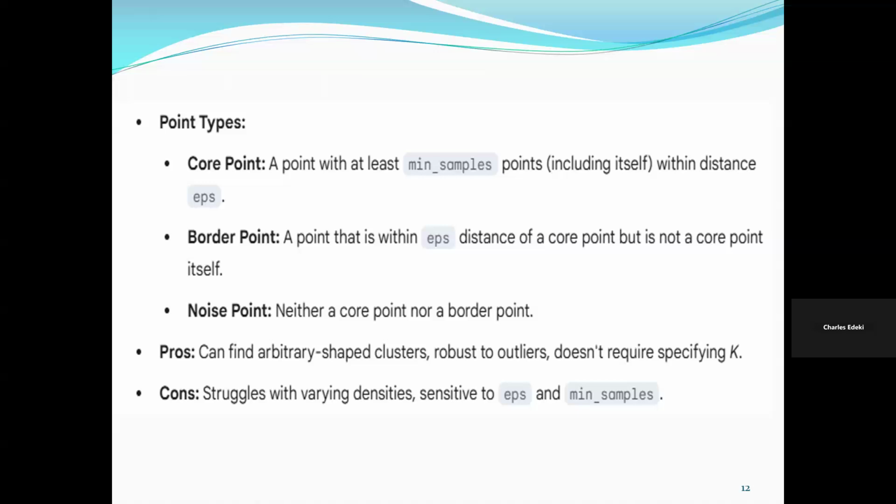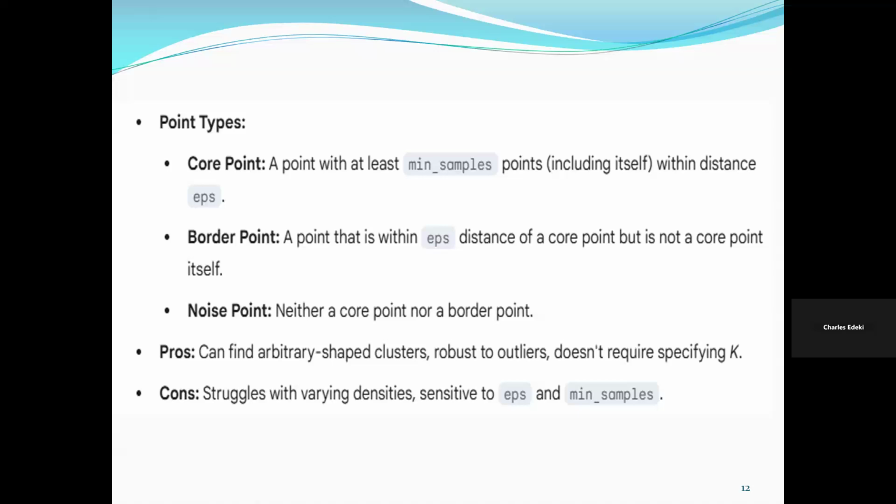So again, we have some pros and cons. As usual, nothing is perfect in life. In the universe, there's nothing perfect. So we have the pros here, and also the cons. We can find arbitrary shape clusters. Also, it's very robust to outliers, easy to identify outliers since it's density-based. And also, as usual, it doesn't require us to specify the number of clusters.